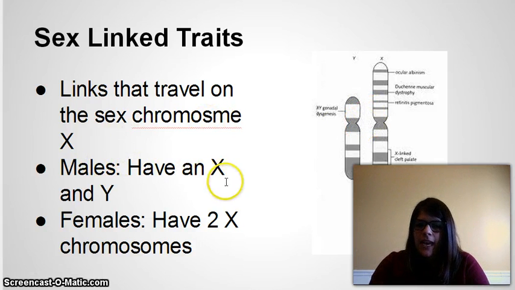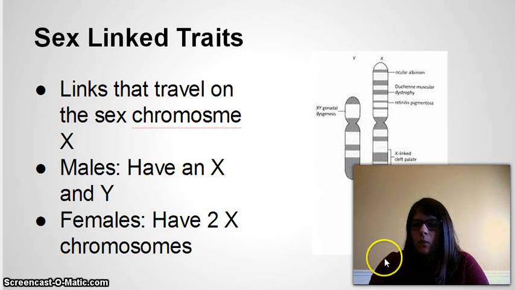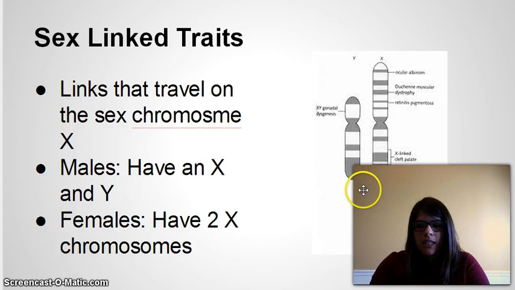So males have an X and a Y, so they can be determined to be male, and that gives them those secondary sex characteristics. Whereas females have 2 X chromosomes, and while we do not have the sex-determining gene, our body defaults to female.